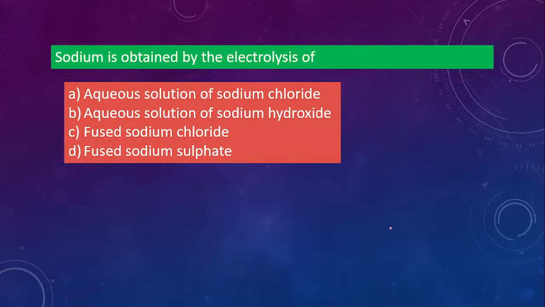Next one. Sodium is obtained by the electrolysis of option A, aqueous solution of sodium chloride; option B, aqueous solution of sodium hydroxide; option C, fused sodium chloride; option D, fused sodium sulfate. So this is electrolysis of sodium. Okay, going for D. Rest of you tell me the answer. Aqueous solution, fused.